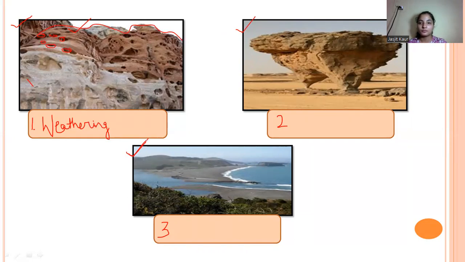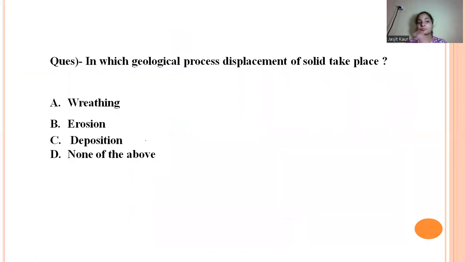Okay, now moving forward, here is one question for you. In which geological process does displacement of solid take place? Is it weathering, erosion, deposition, or none of the above? Read the statement very carefully and then choose your option. You can write your answer in the comment section and then I will be reading it afterwards.